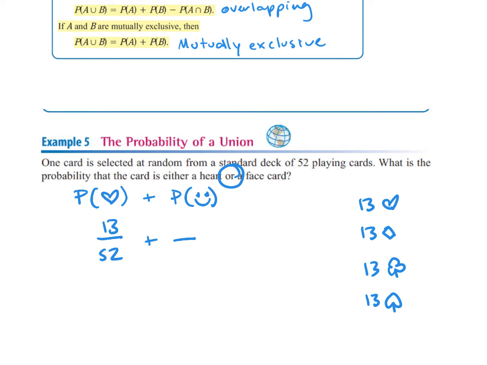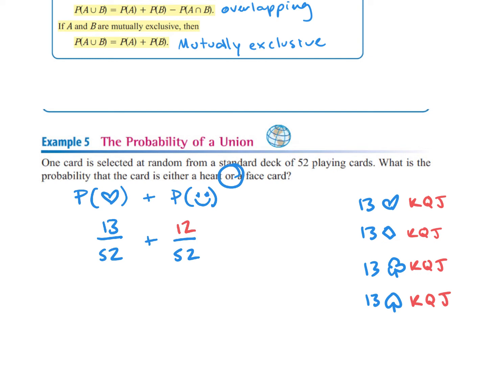How many face cards do I have? What's a face card? King, Queen, Jack. King, Queen, or Jack in each suit. I have 3 of each suit, so how many face cards total do I have? 12.